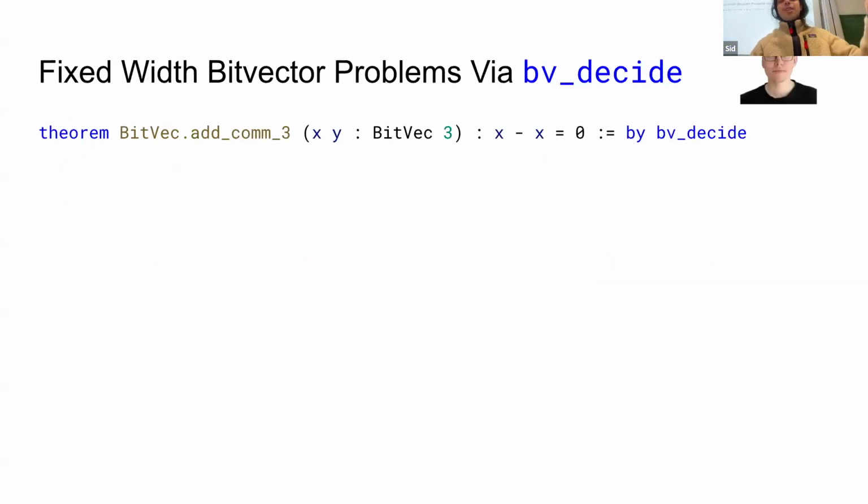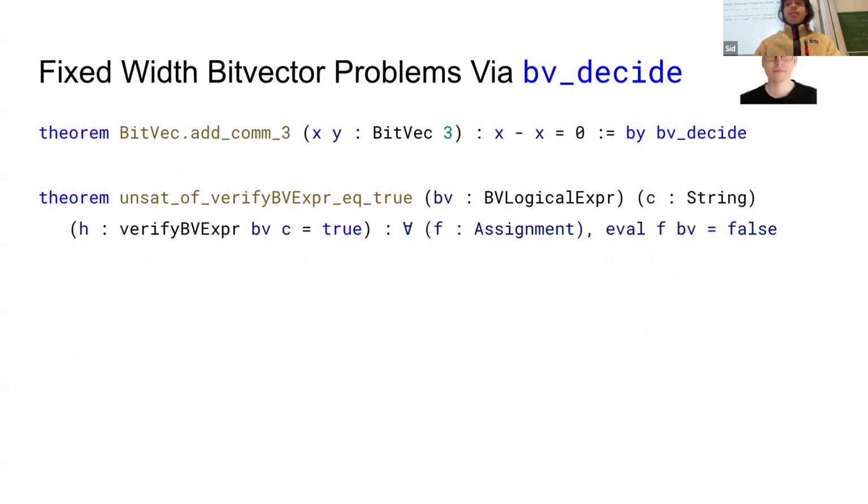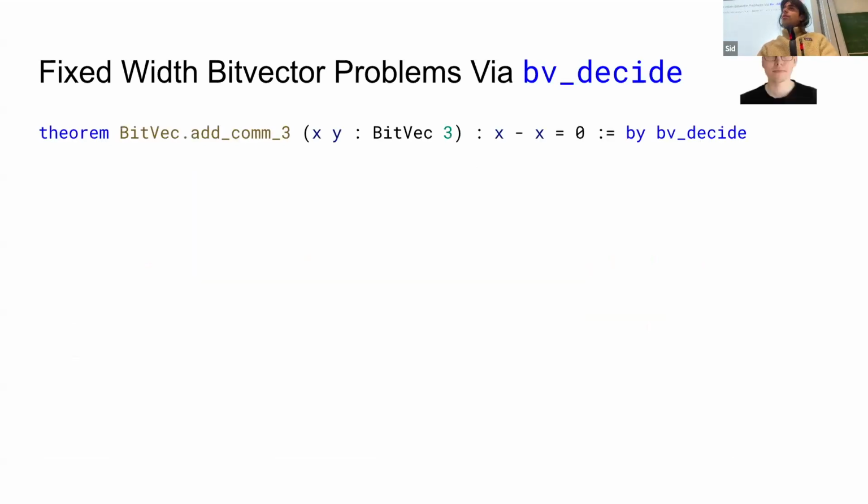So first off, we have these bit vectors, and now we want to prove something about them. Let's say for all x, we want to show that x minus x equals 0. In Lean, the way this looks is you call a tactic called bv_decide, and it just magically does the thing for you. But how does this tactic really work?